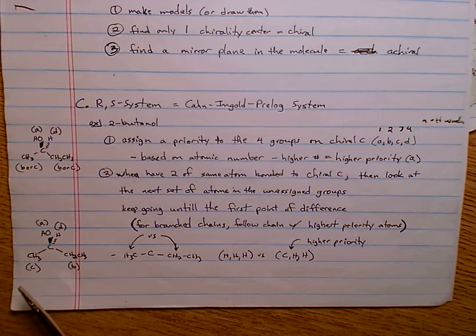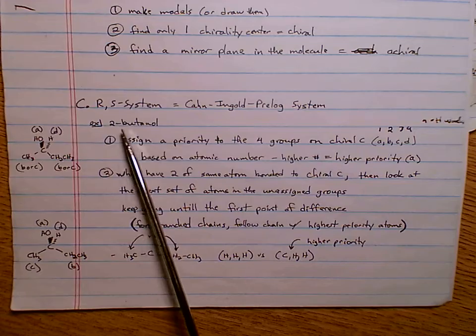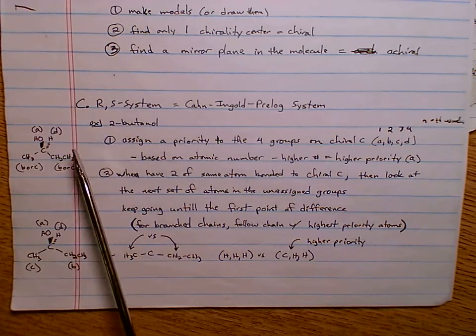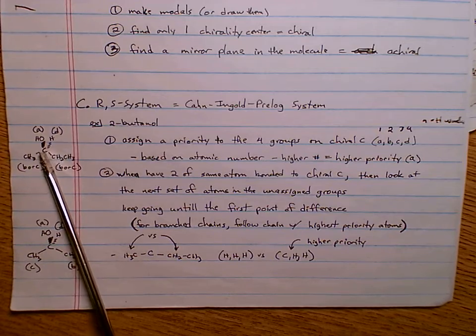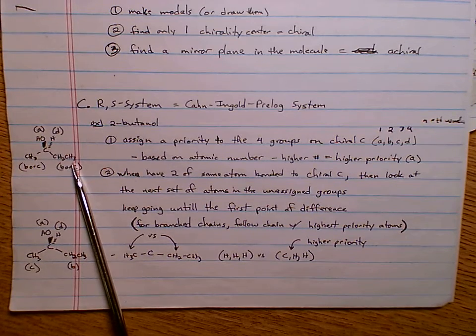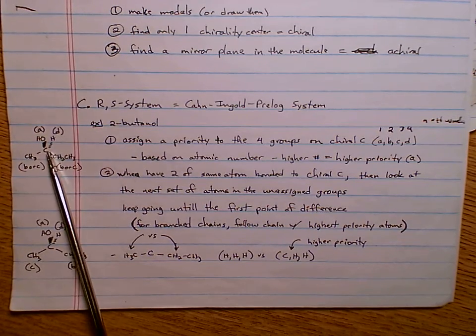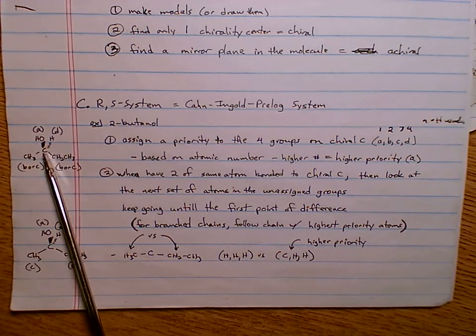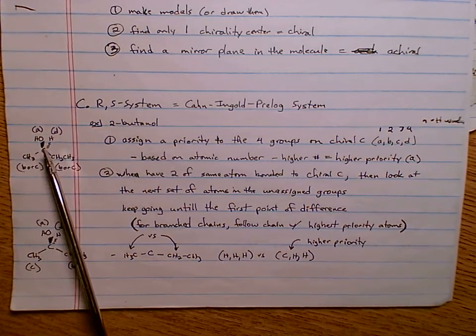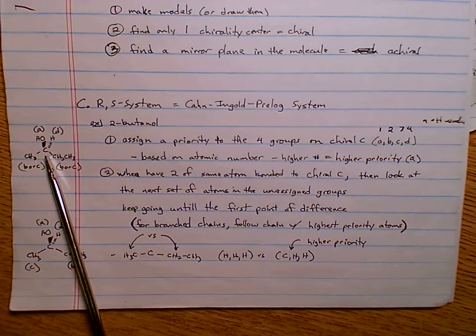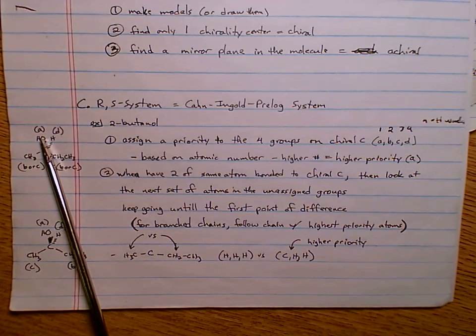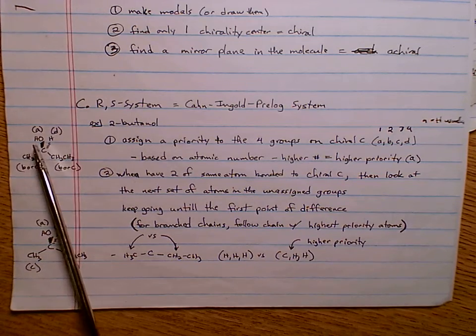And how we're going to assign this is, for example, we're dealing with 2-butanol right here. And so if we draw it out, here's our CH3, CHOH, CH2, CH3. We see, okay, what's bonded to this chiral carbon? Well, a carbon, a hydrogen, and an oxygen. Atomic number, we see on the periodic table that oxygen has a higher atomic number than carbon.